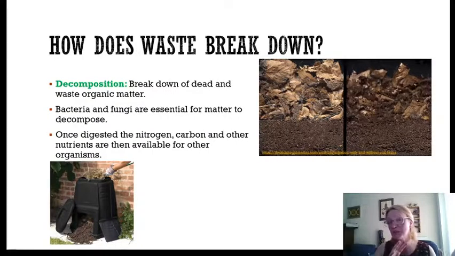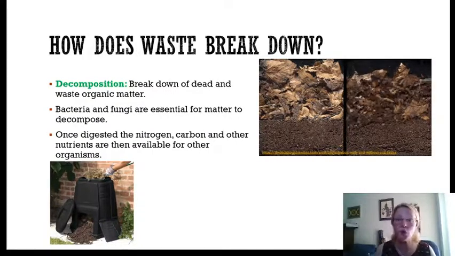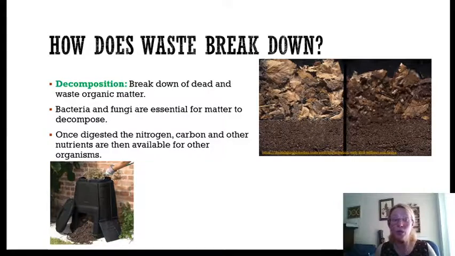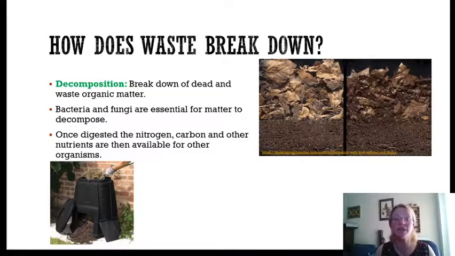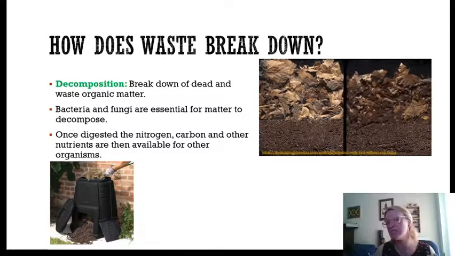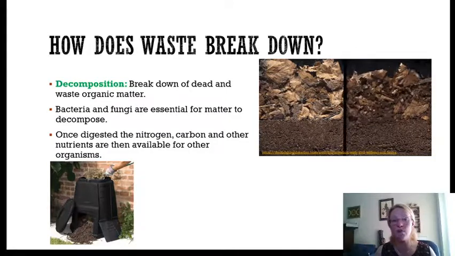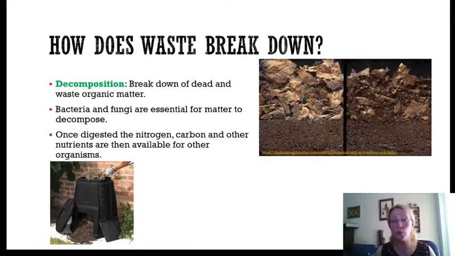So you might have put leaves and things like that into a compost bin before, maybe potato peelings and things like that, and then a few months later found some soil, and that's because of this process called decomposition. So decomposition then is the breakdown of dead and organic matter, and there are various insects and worms that are involved in that process, so they'll start to break that leaf litter down. But the most important organisms that are part of that process are bacteria and fungi. So they are essential for matter to decompose properly.